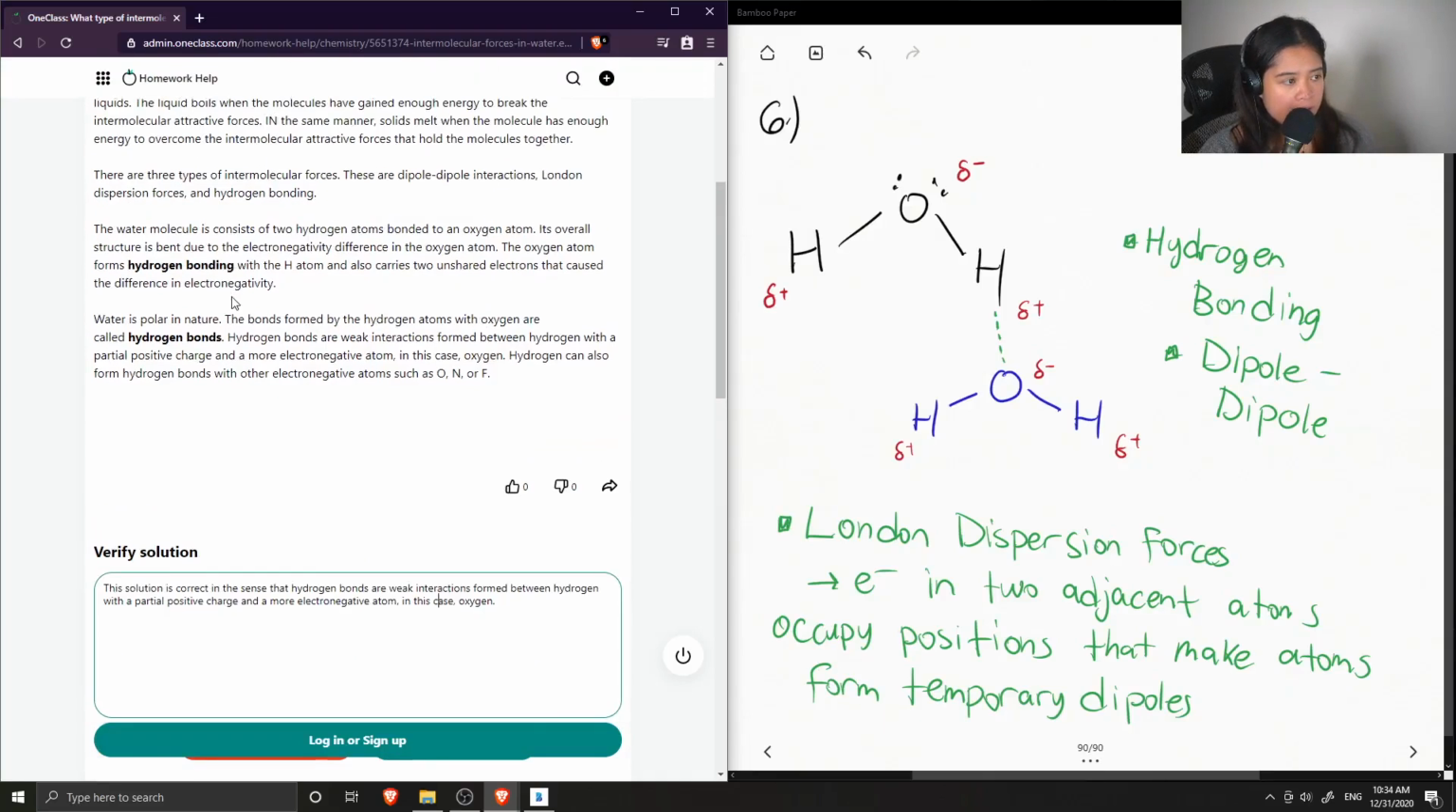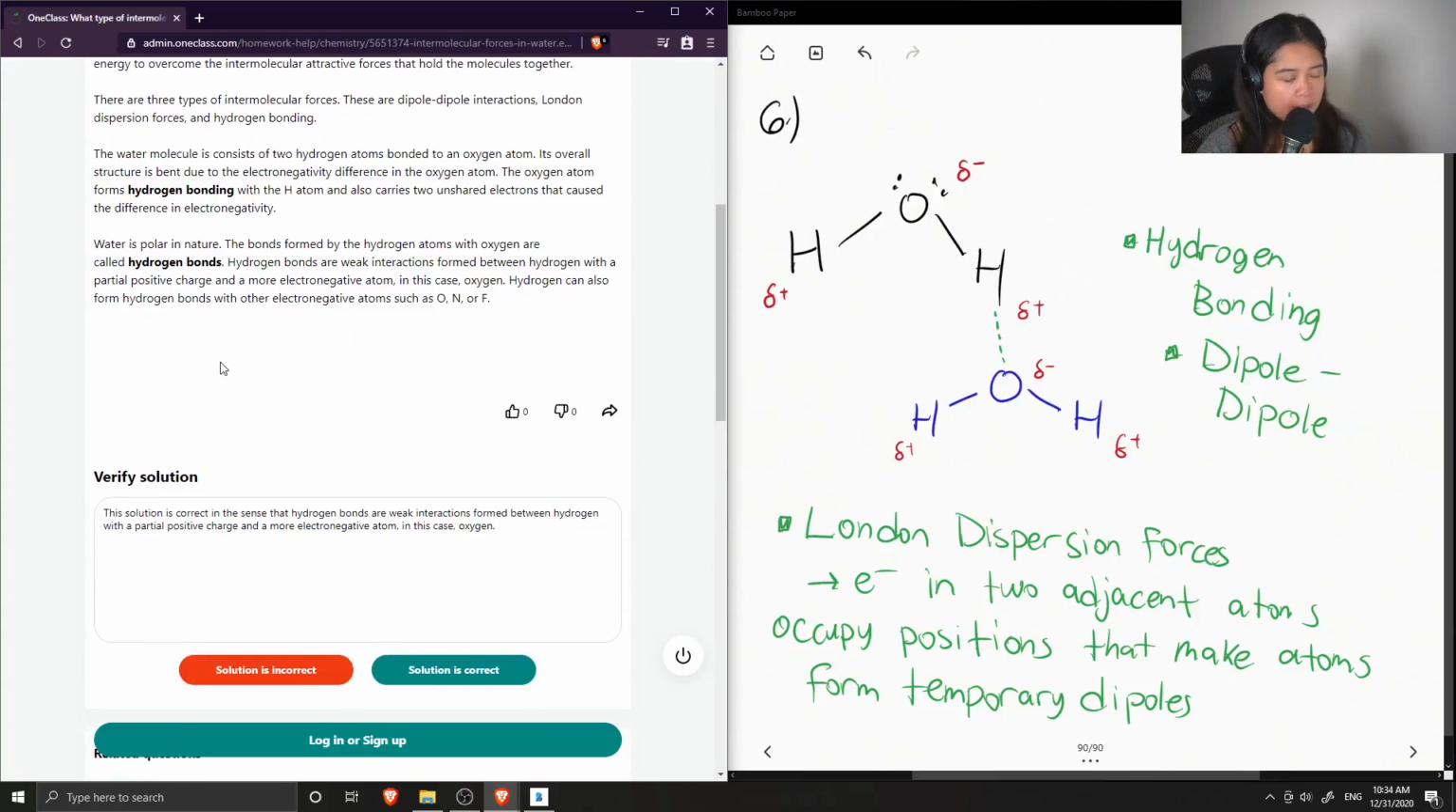So in the case of the junior tutor, when they said that the oxygen atom forms hydrogen bonding, well, I think this part, bonds formed by the hydrogen atoms with oxygen are called hydrogen bonds, I think they might have just misunderstood the scenario. But yep, so hydrogen bonds are the weak interactions formed between hydrogen with a partial positive charge and a more electronegative atom, in this case oxygen.